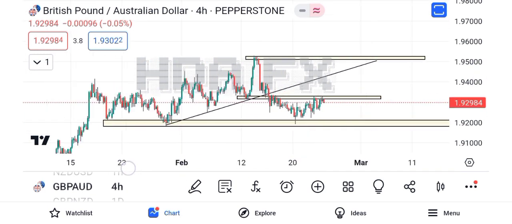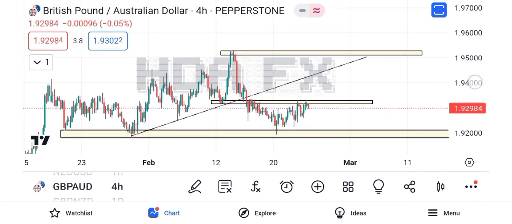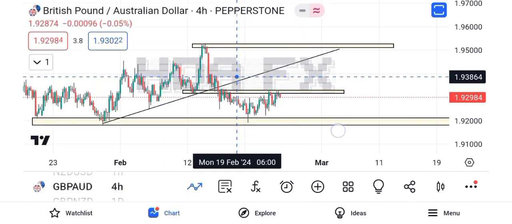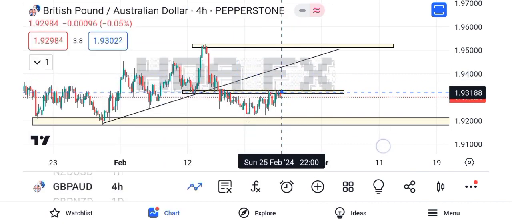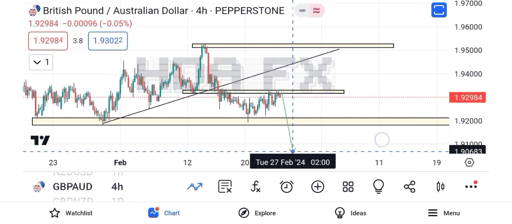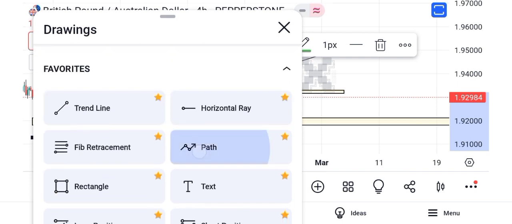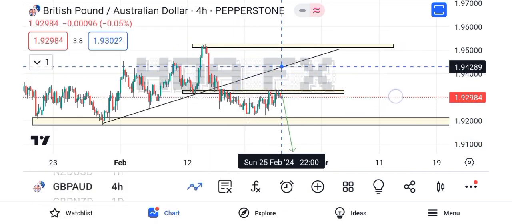So now on GBP AUD, if I would be looking for sales, I'll be looking for sales here. I'll be looking for sales at this. Actually, you can see that price has gotten to this particular key level, so it's likely that price can drop down here. And I'll also be looking for sales here, in case price gets to this trend line here.